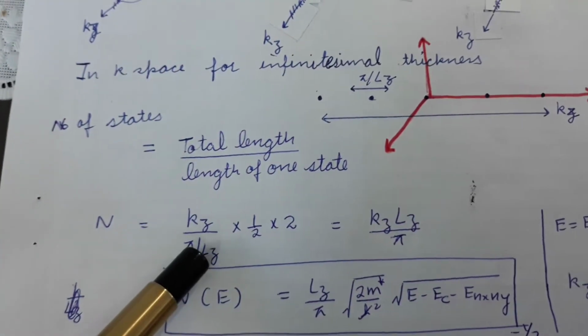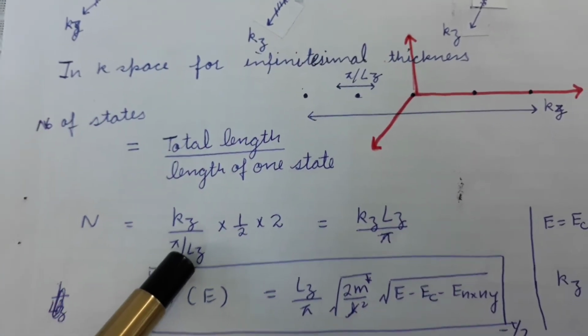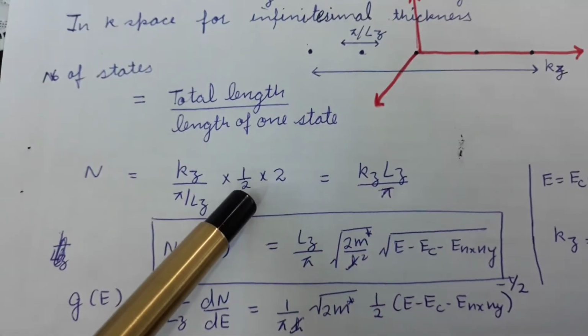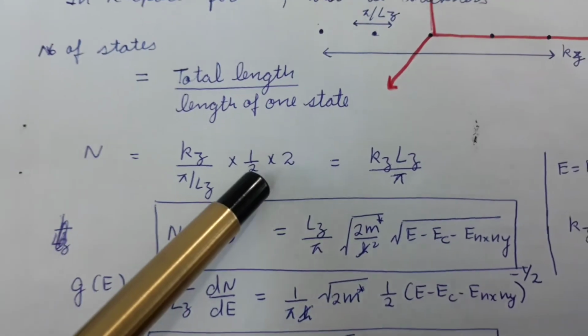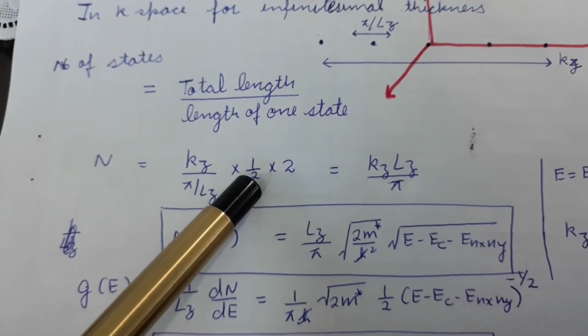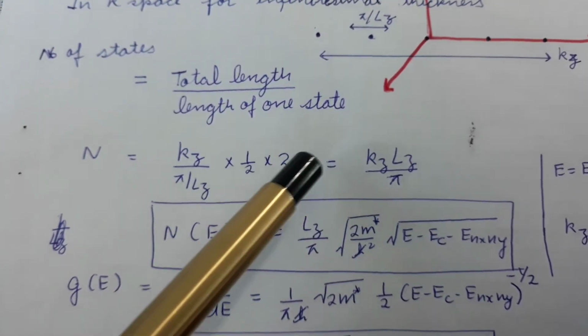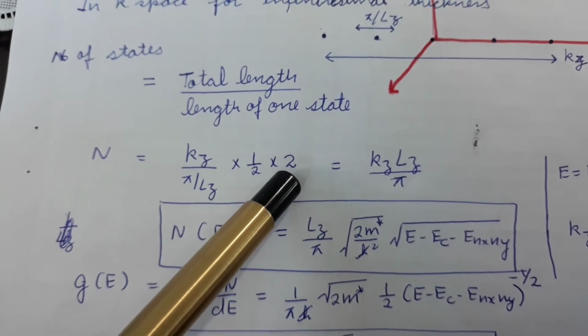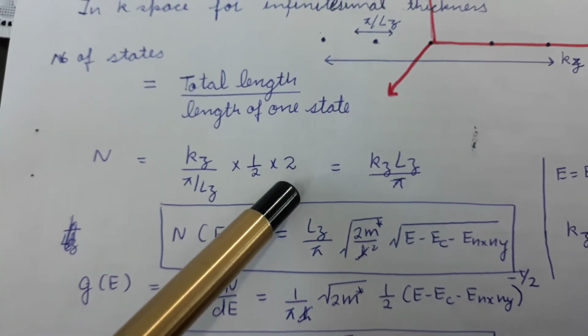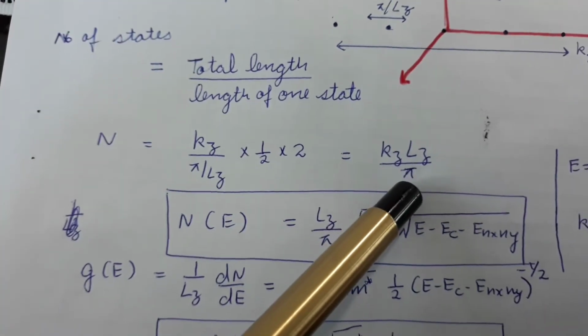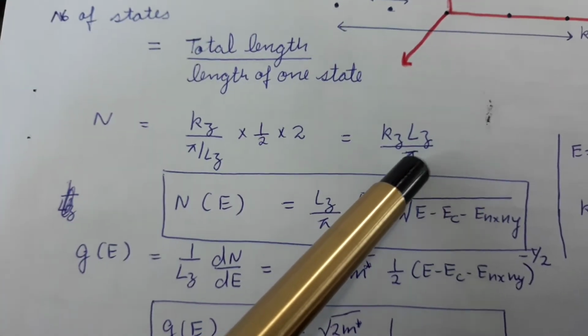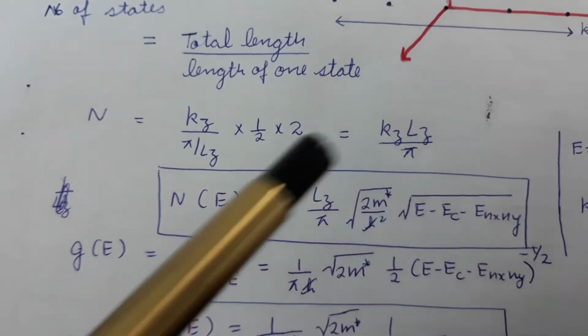So total length divided by length of one state, but we'll have to multiply it with half because there are negative values of k also, which don't make any sense. While we will have to multiply it with 2 because the number of states should be doubled to take care of the 2 spin states of the electron, and so this will be the number of energy states that will be permitted.